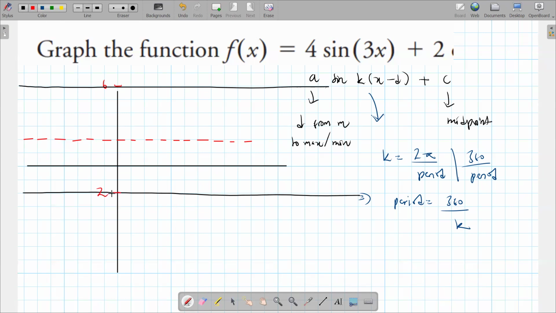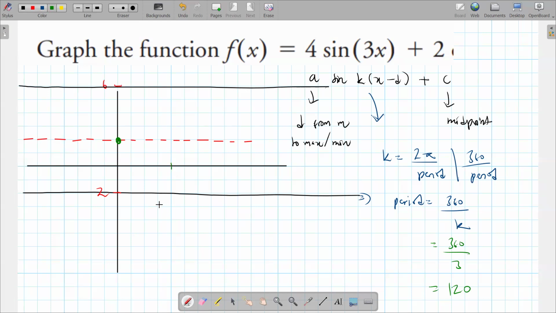Are we starting at the midpoint? Look at the d value. The d value is 0, right? Which means yes, we're starting at the midpoint. And we're going to be going up because the a value is positive. Then we need the period. Period is 360 divided by k. So in this case, it'll be 360 divided by 3. The period is 120. So every 120 degrees, it's going to loop.